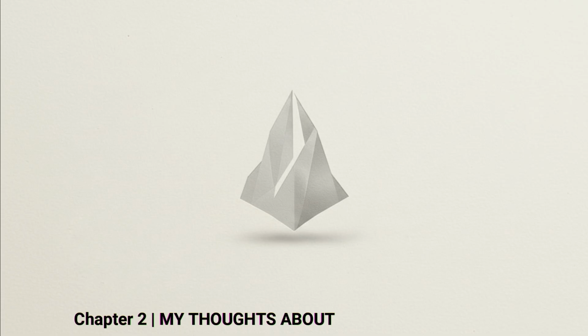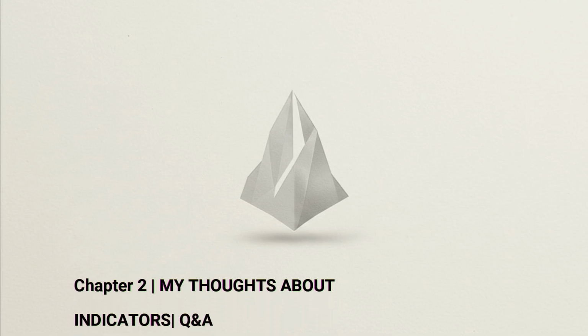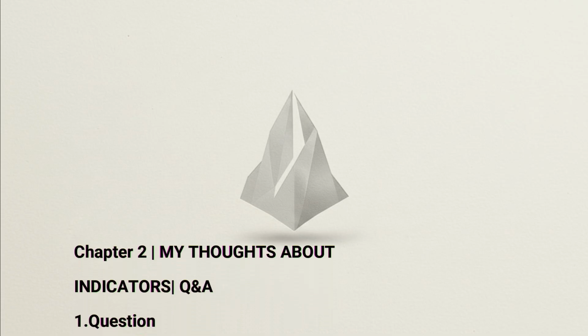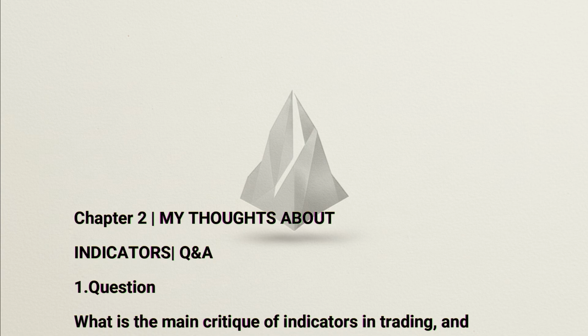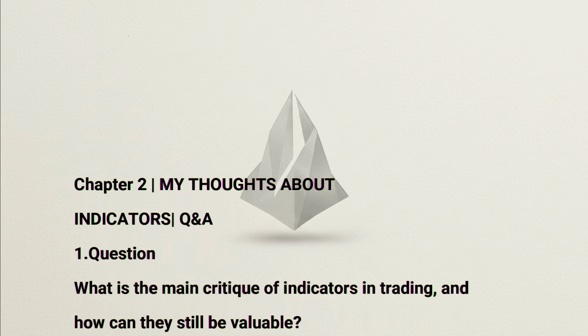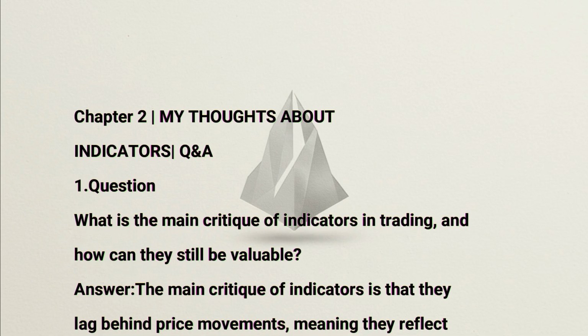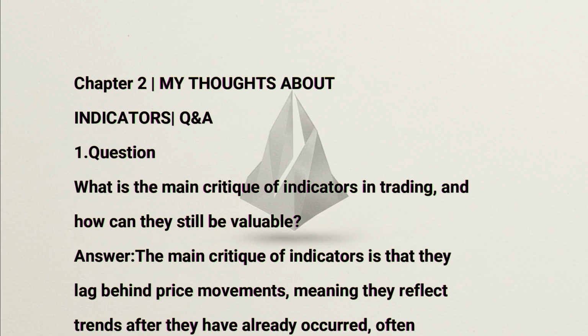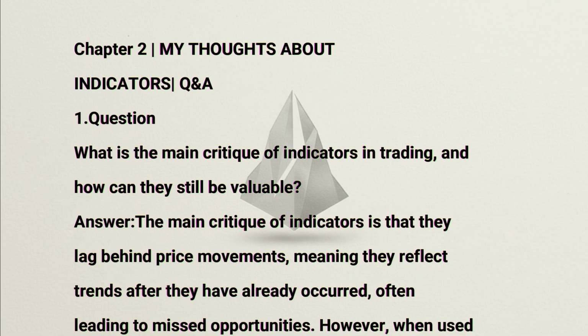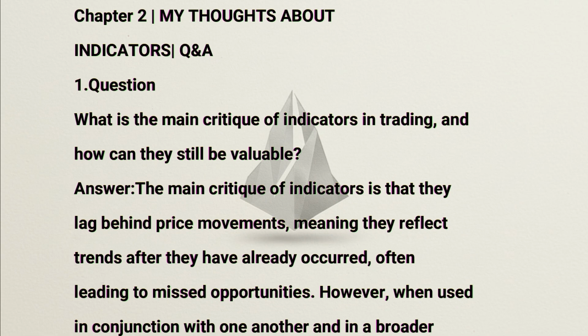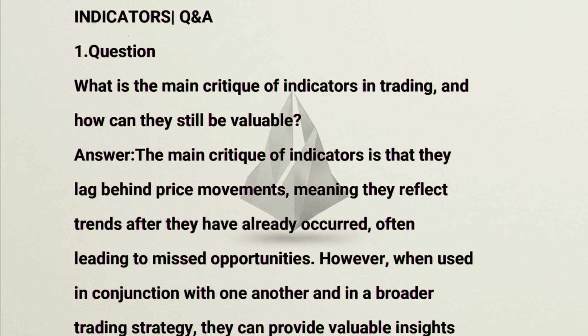Chapter 2: My Thoughts About Indicators Q&A. 1. Question: What is the main critique of indicators in trading, and how can they still be valuable? Answer: The main critique of indicators is that they lag behind price movements, meaning they reflect trends after they have already occurred, often leading to missed opportunities.